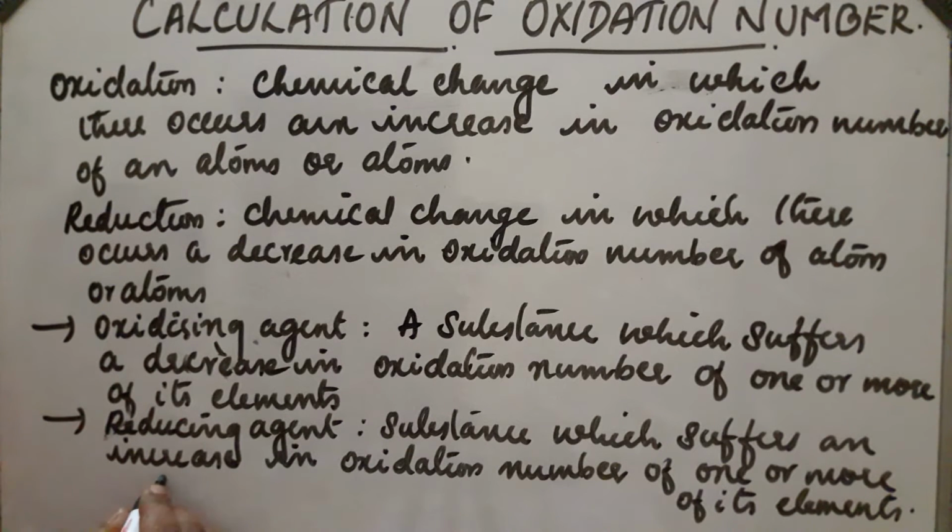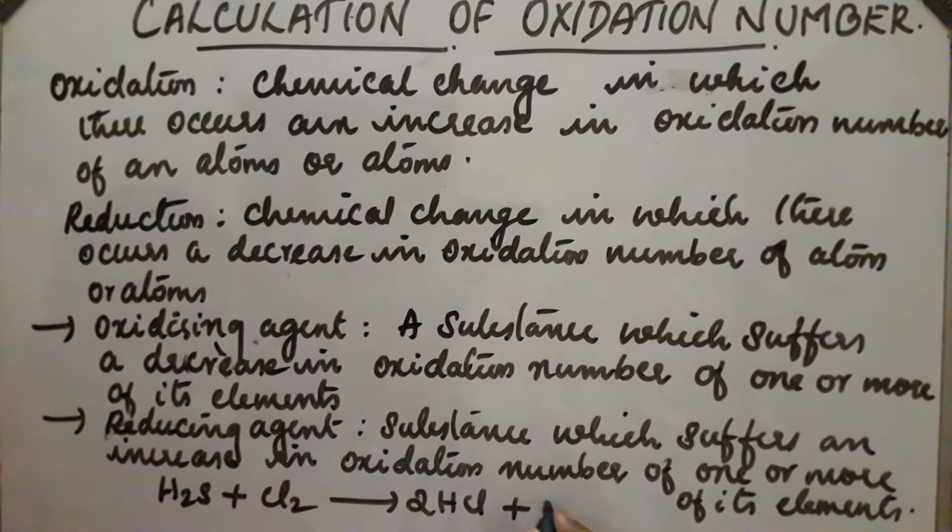Let us take an example: H2S plus Cl2 gives 2HCl plus S. Here hydrogen is plus 1, sulfur minus 2, chlorine 0, then plus 1 and minus 1, and sulfur 0. Sulfur goes from minus 2 to 0, so there is an increase in oxidation number. So this is an oxidation reaction. And in Cl2 there is a decrease, from 0 to minus 1. So chlorine undergoes reduction, and sulfur undergoes oxidation.